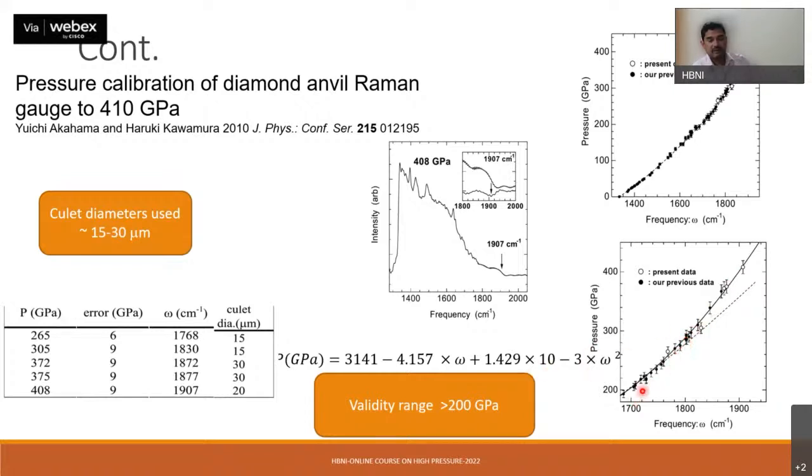Its validity range is only beyond 200 GPa, because to fit this higher side, they took data only beyond 200 GPa; below 200 GPa, this scale does not fit. You see that going to this kind of pressures, they have used very, very small QLEDs: 15 micron, 20 micron, 30 micron QLEDs. Ultimately, they reached 400 GPa with this 20 micron QLED. So you can imagine how difficult it is to work with this 20 micron QLED.